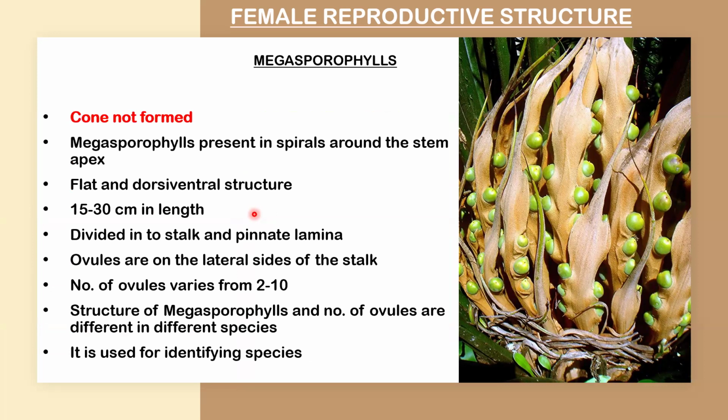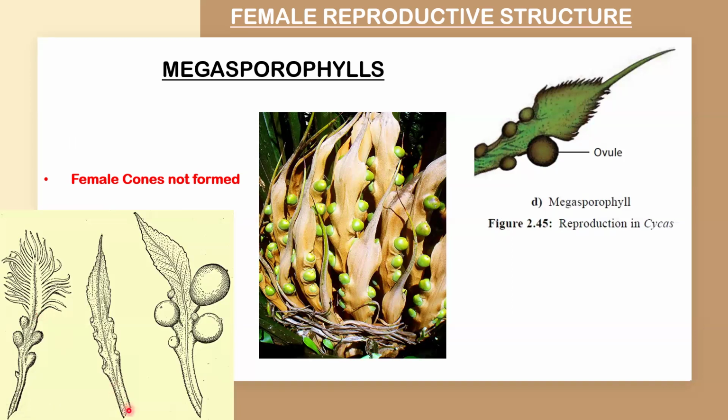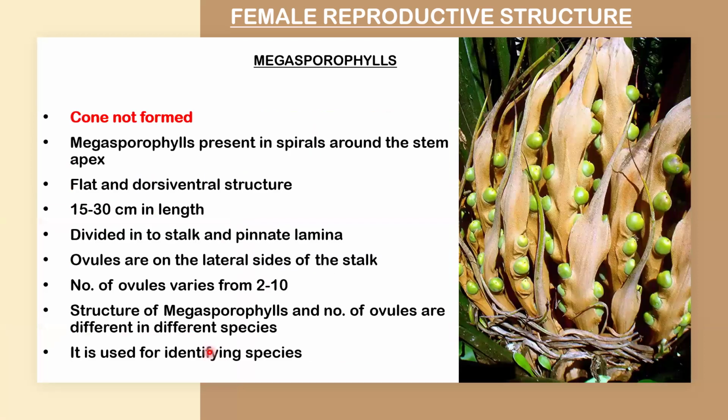Megasporophylls, as we discussed, are present in a spiral manner in acropetal succession around the stem. They have a flat and dorsiventral structure. They are divided into stalk and pinnate lamina. You can see in this diagram, there is a stalk and a pinnate flattened dorsiventral lamina. Ovules are seen on the lateral side of the stalk. We can see here these green-like structures, which are called ovules, attached on the lateral sides. The structure of megasporophyll and the number of ovules are different in different species and is therefore very useful for identifying the species.